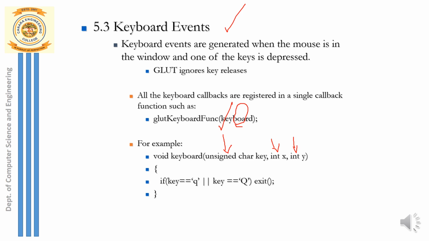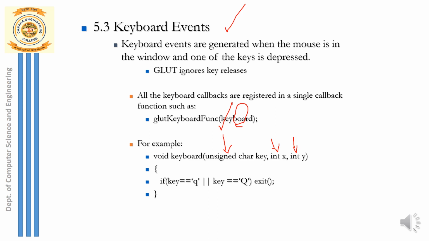One is the button, which button is clicked. Next is the status of the button, that is up or down, and then the position of the mouse, that is XY coordinate. So four values are written. Now here for keyboard function, three values are written.